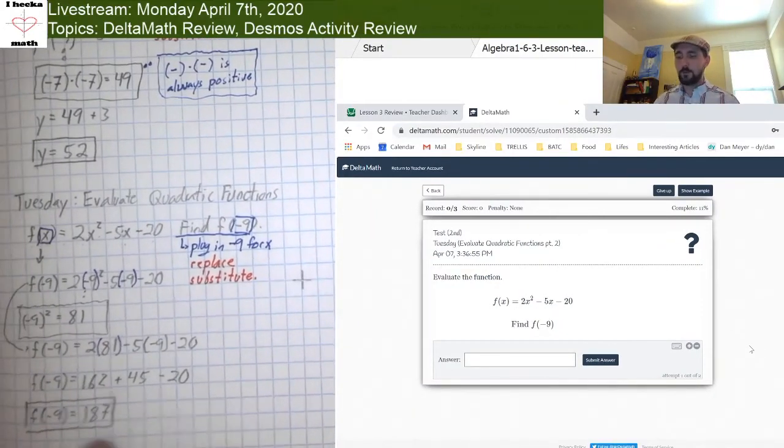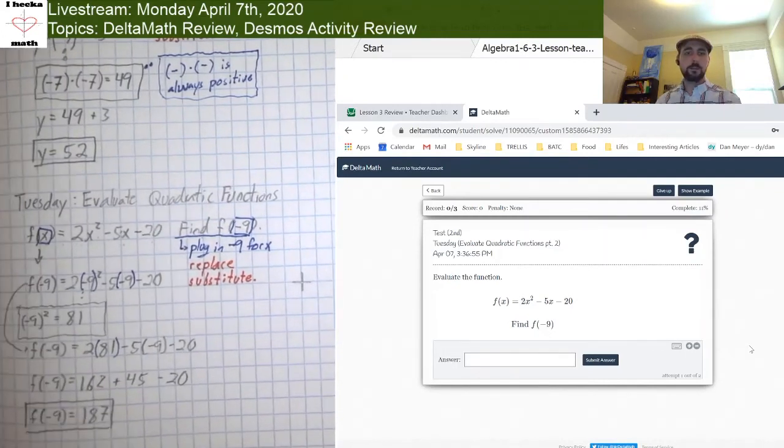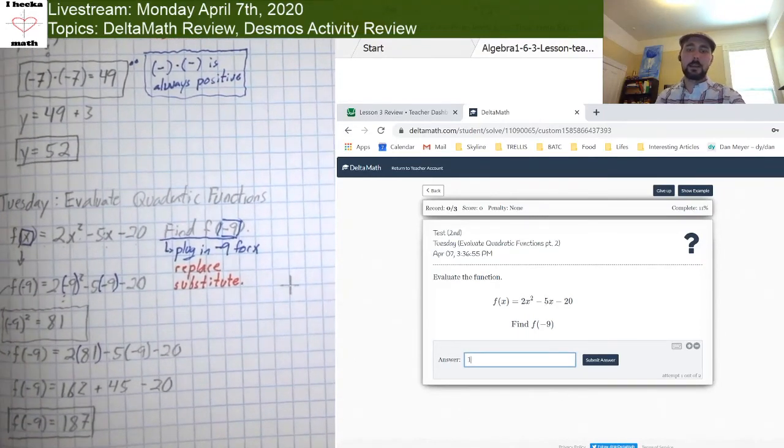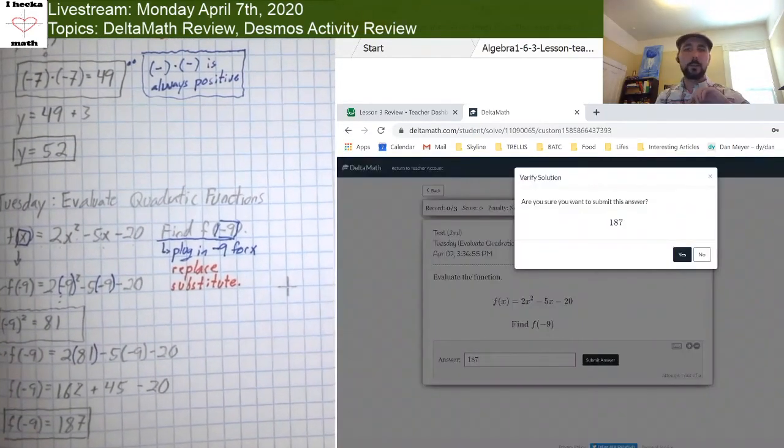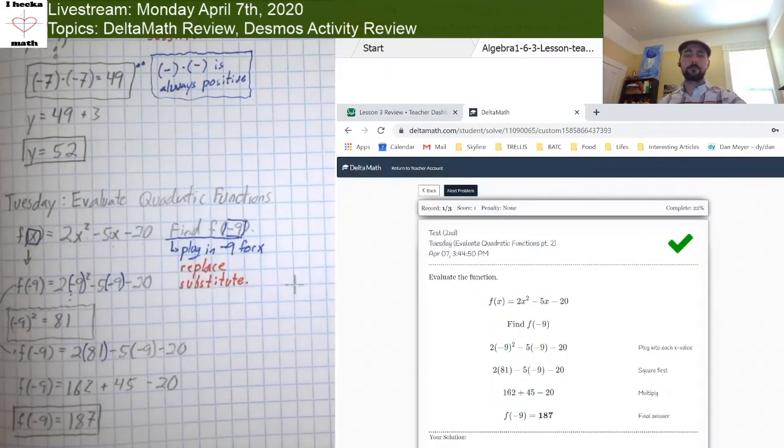All right, so my final answer is 187. Let me type that in. 187. Submit. Yes. Green check mark. Feels good. And of course, DeltaMath follows through and does basically exactly what I did, with the reminders about how negative 9 squared is positive 81, and negative 5 times negative 9 is positive 45, et cetera. Okay, so that is the DeltaMath for Monday and Tuesday.